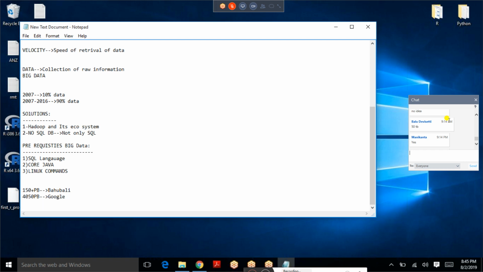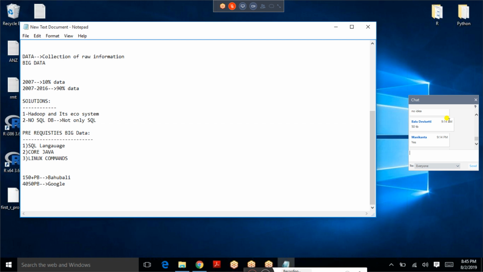Okay. So next thing, do you know what is the fastest RAM present right now? What is the highest capacity of RAM they are using right now in the market? Anyone? No idea. Maybe 10 TB, just a random guess. 10 TB. Okay.